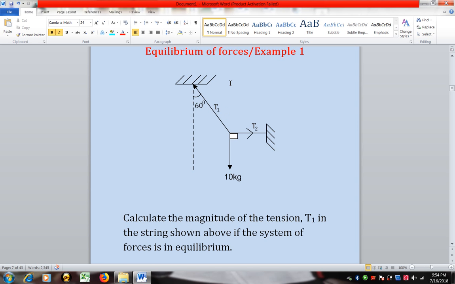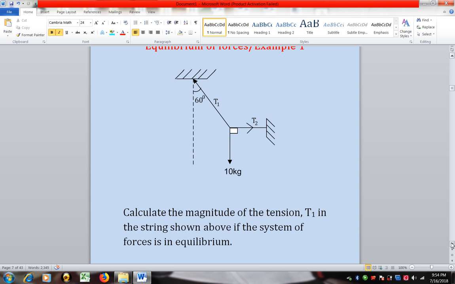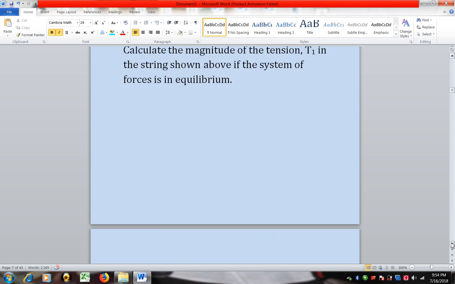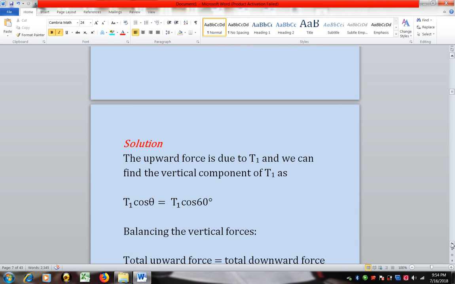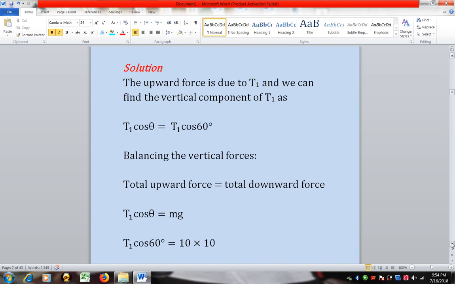So once we have gotten that, then we need to balance the vertical forces. That is, total upward force must be equal to total downward force. The downward force is the weight of the body, which is its mass, 10 kilograms, times acceleration due to gravity, which is also 10 meters per second squared. So when we equate that, we get the value of T1 as required.